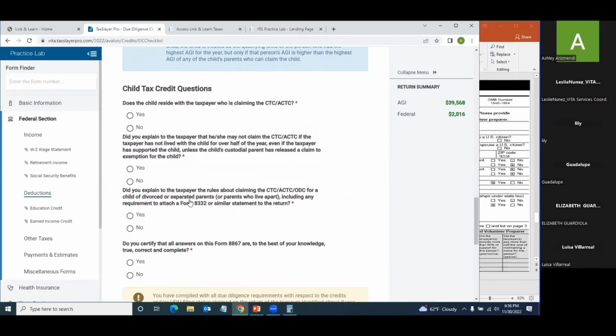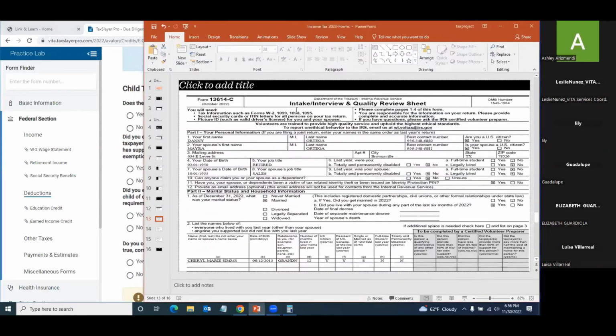So when I'm following you, will the client be in front of us or no, at no time? No, this year and last year we had a drop-off service due to COVID. So this year too, we're going to keep it like that. So that's why everything that we're going by, we're going to go by the intake interview review sheet. Got it. Okay, got it.